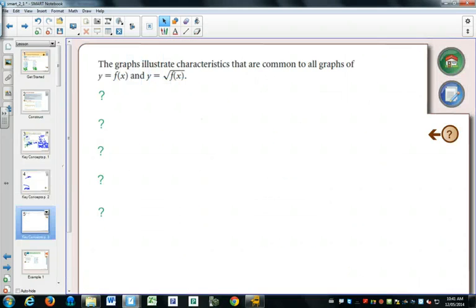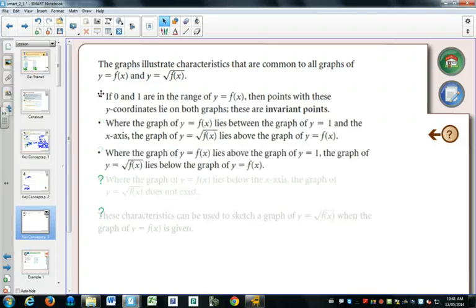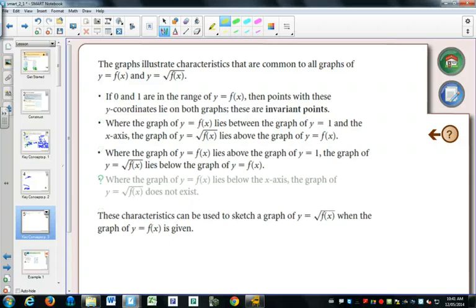All right. So here are just some things to summarize and highlight. We've talked about this, but we haven't highlighted this yet. 0 and 1, 1 and 0. These points don't change. So things that don't change we call invariant points.